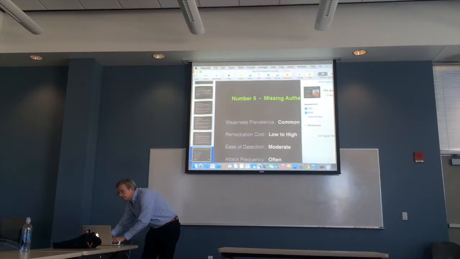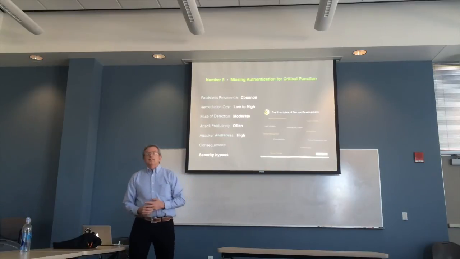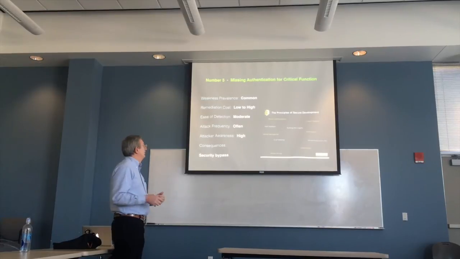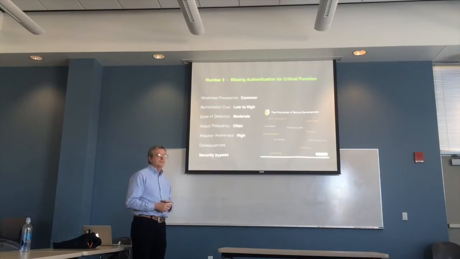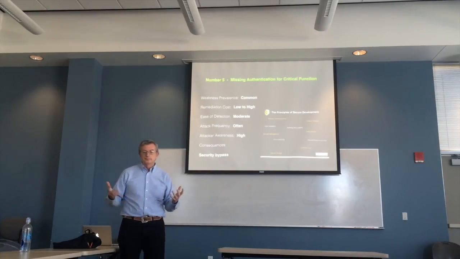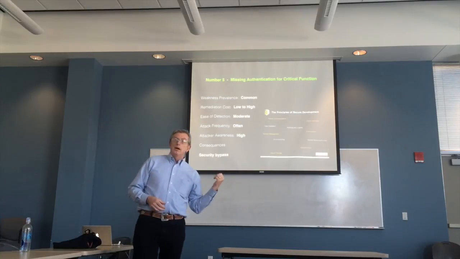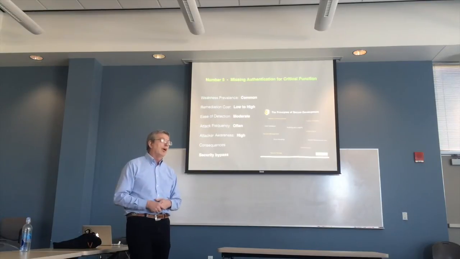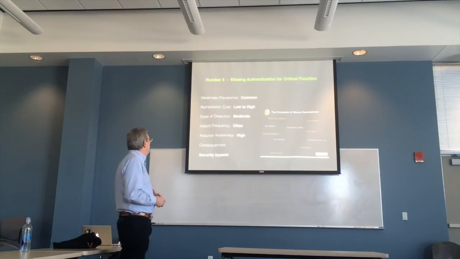Okay. Well, let's go on to this 5th one. So this number 5 on the list is missing authentication for critical function. The weakness is fairly common, not nearly as common as some of the others that we talked about. The remediation cost, depending on where this error exists in your code, can be relatively low, all the way up to rebuilding that entire application.